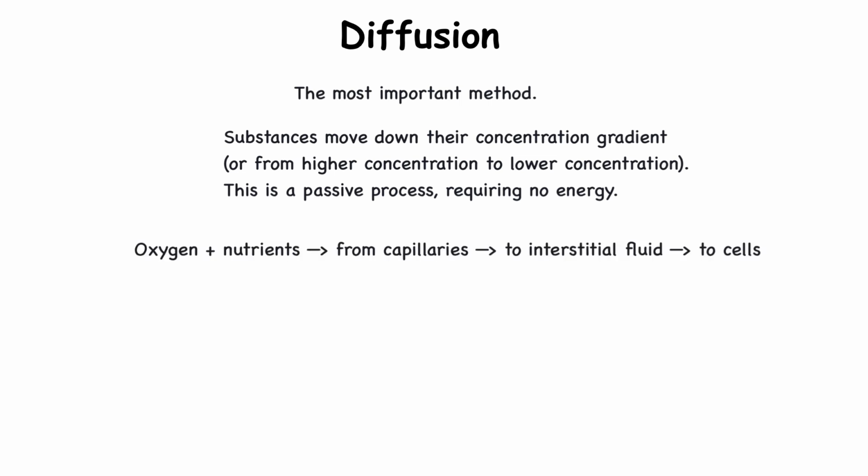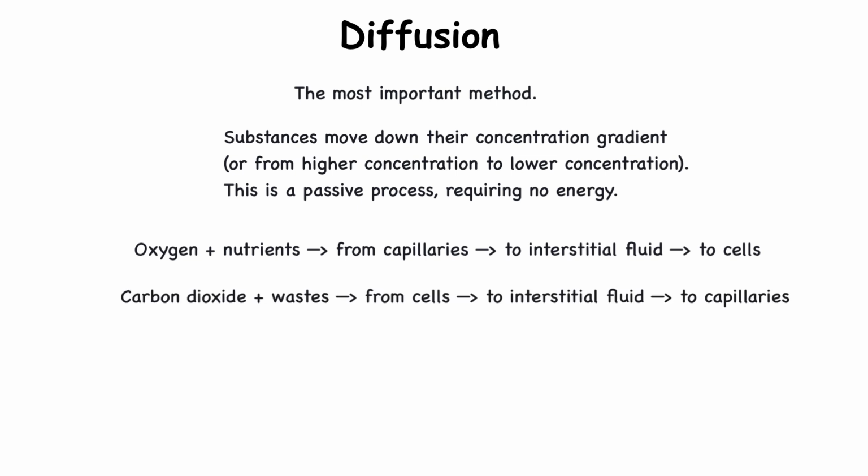And carbon dioxide and waste are going to move from the body cells to the interstitial fluid back to the capillaries to be taken into the vein side and be taken back to the heart, eventually to be released in different ways. Diffusion can cross the capillary wall through intracellular clefts, fenestrations, or even through endothelial cells themselves.